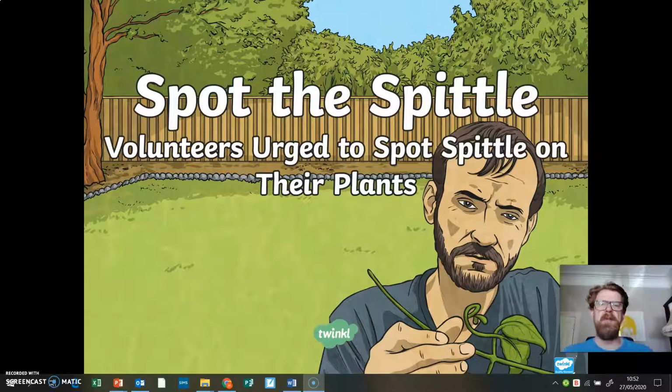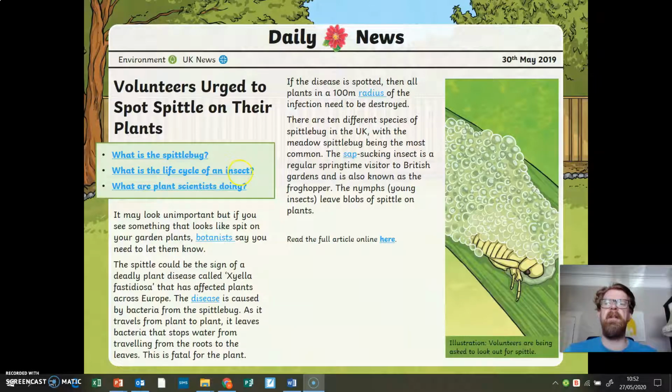So we are going to spot the spittle. And this is about volunteers going out and looking for, well, when I was little, we used to call it cuckoo spit. We're going to be looking for that in our plants. And I'm going to explain to you why that's something we're going to do. Don't worry, it's not disgusting. It's just fine. Okay.